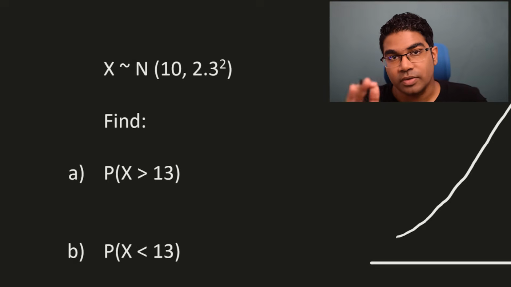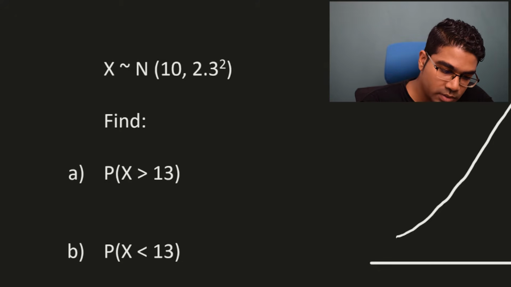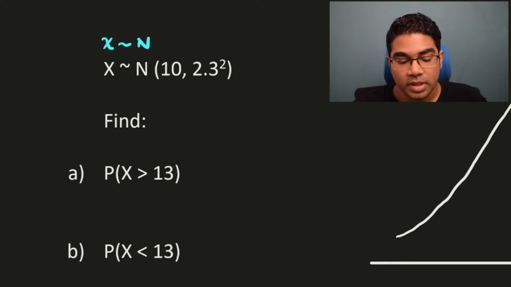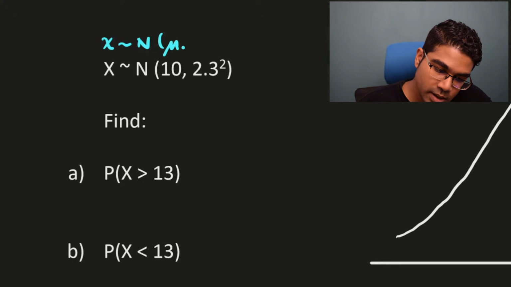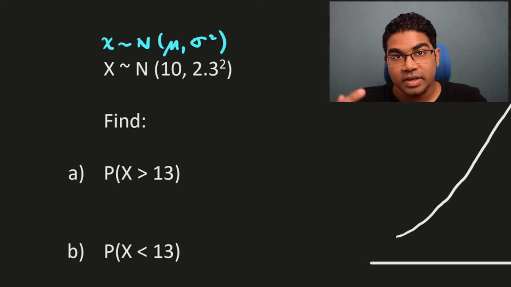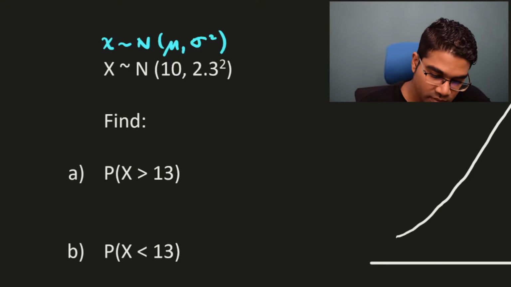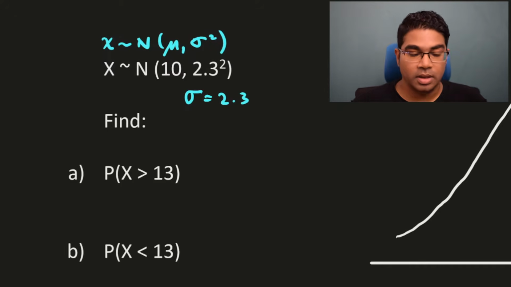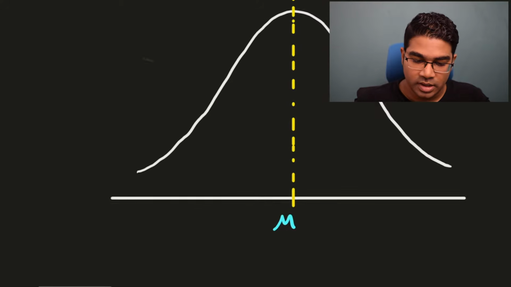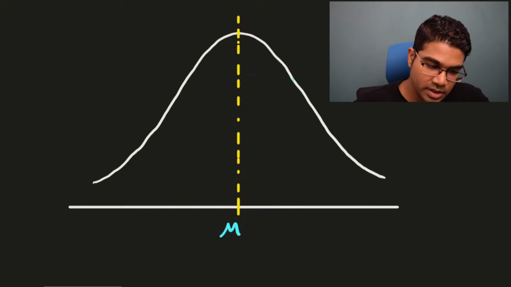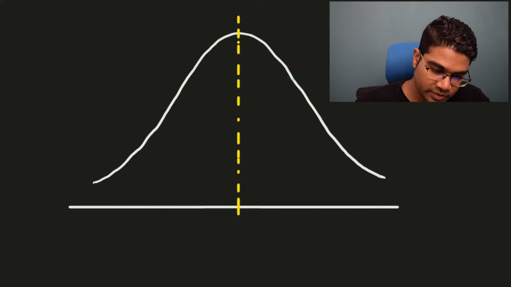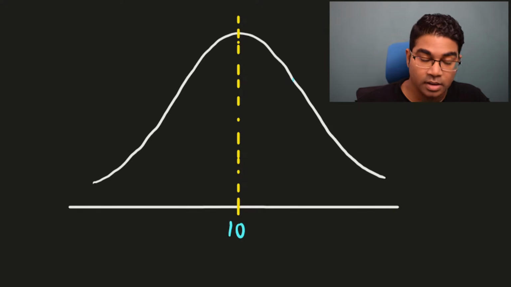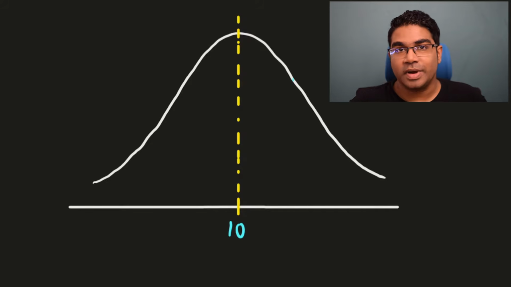When we write the distribution for normally distributed data, this would be X distributed normally, N stands for normally, with mean and variance. This would be variance. Since standard deviation is the square root of variance, standard deviation here is actually just 2.3. Let's transfer this to our distribution curve. For this curve, the mean is 10, and that is all we are going to transfer here. Mean is 10.